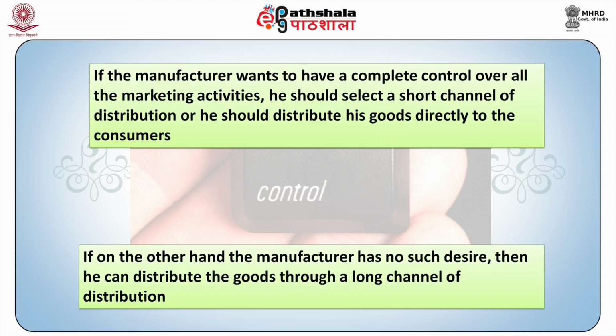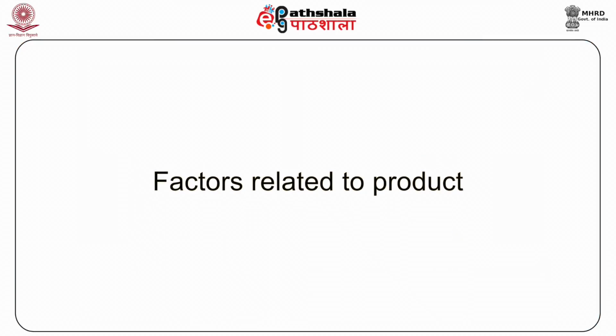Fifth is desire to control. If the manufacturer wants to have a complete control over the marketing activities, he should select a short channel of distribution, or he should distribute his goods directly to the consumers. If on the other hand, the manufacturer has no such desire, then he can distribute the goods through a long channel of distribution.